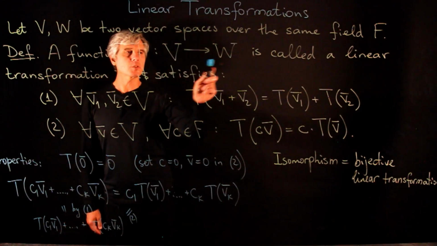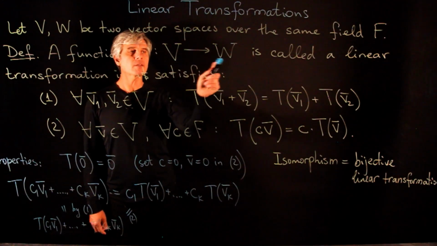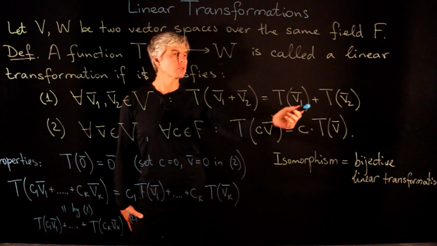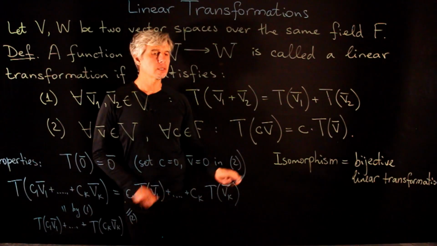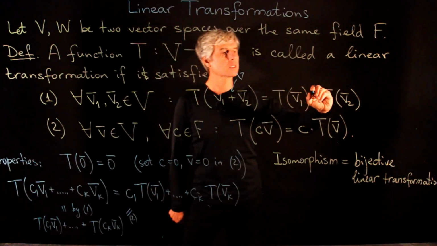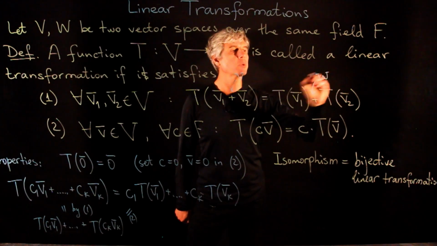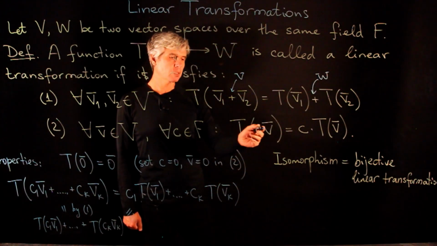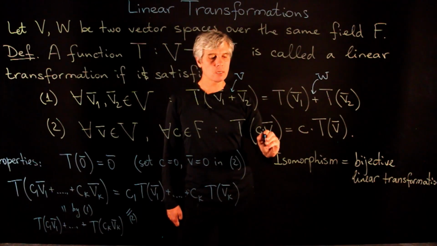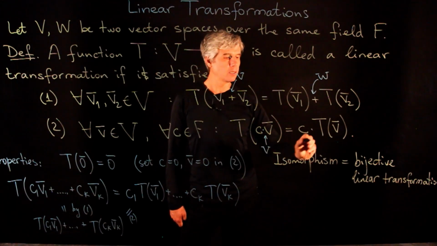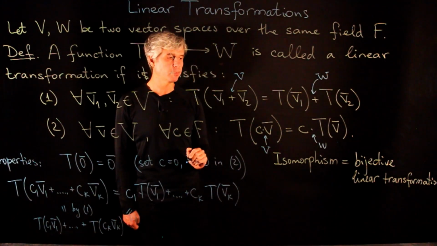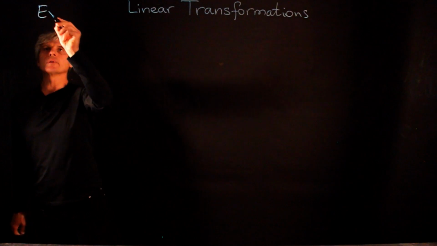Conceptually, a linear transformation is a function between two vector spaces that respects the operations of a vector space. So it transforms a sum into a sum, right? So note that here this addition is carried out in vector space V, whereas this addition is carried out in a vector space W. And it transforms constant multiples into constant multiples. And again, here this constant multiple is taken in V, and this constant multiple is taken in the vector space W.